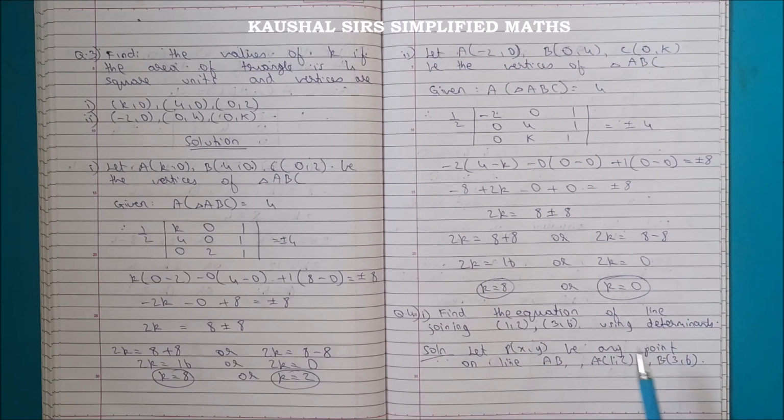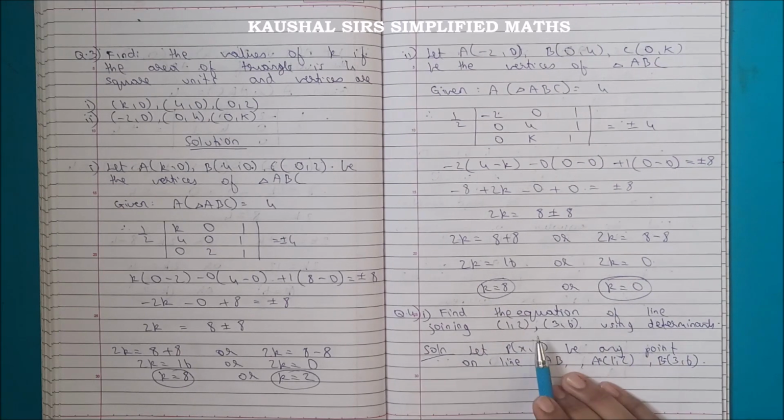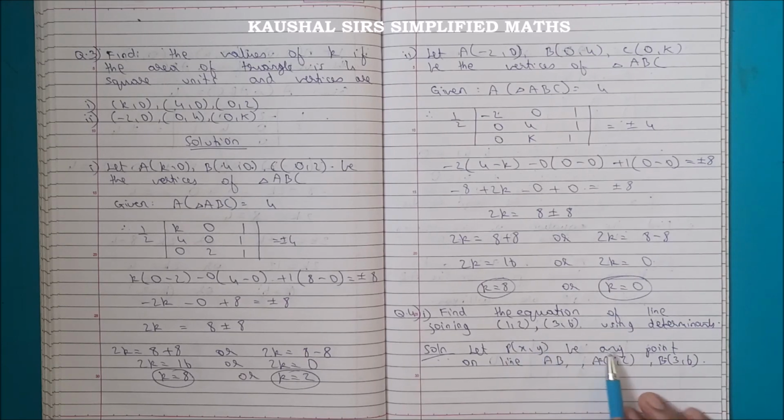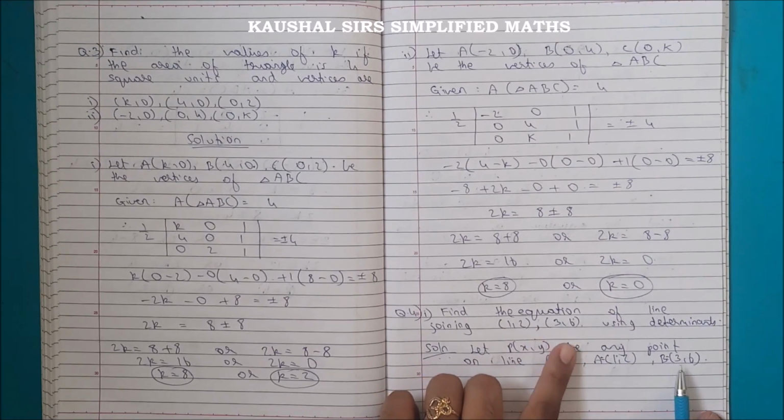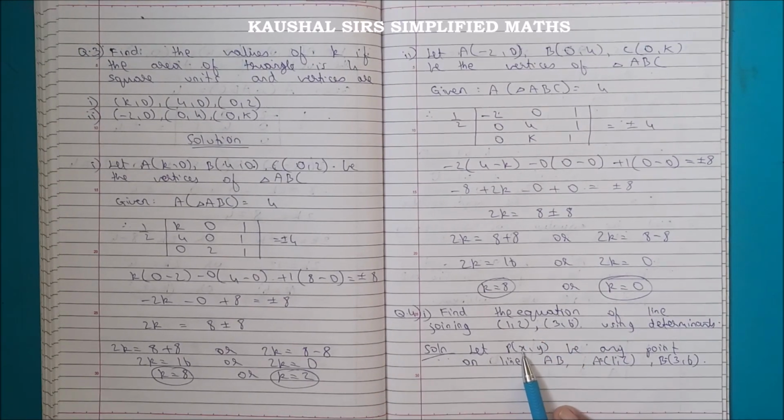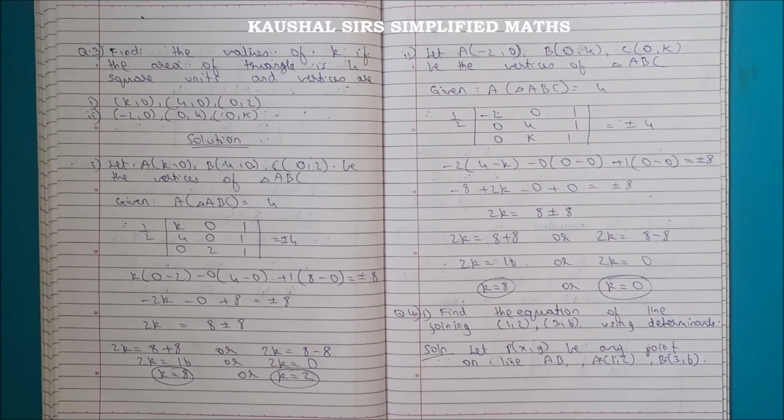So, हमको क्या find करना है? एक ऐसा equation of line which is passing through these 2 given points. So, let this be point A and let this be point B. And let us assume that there is a third point P x comma y which is lying on the line AB.